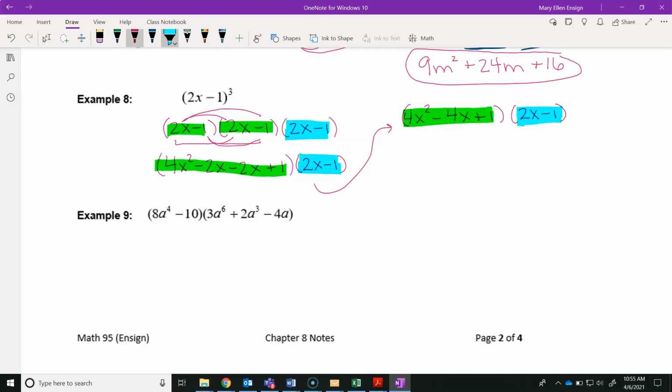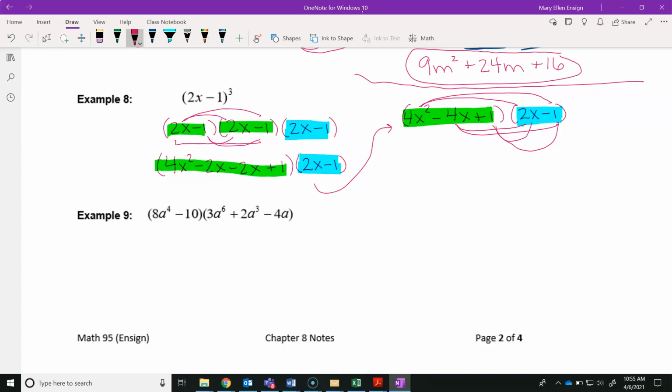Okay, so now I have to multiply these. So now 4x squared, remember my rule, right? Every term in the first parentheses gets multiplied by every term in the second parentheses. So 4x squared gets multiplied by those. Negative 4x gets multiplied by those two. Positive 1 gets multiplied by those two. Every term in the first parentheses gets a chance to get multiplied by each term in the second parentheses.